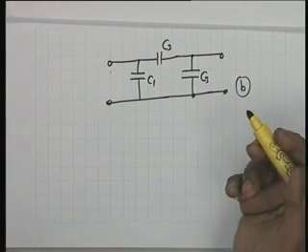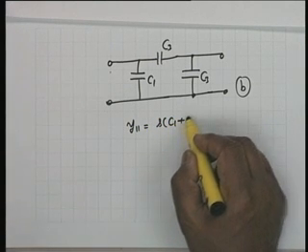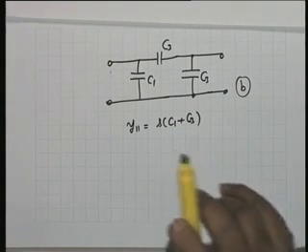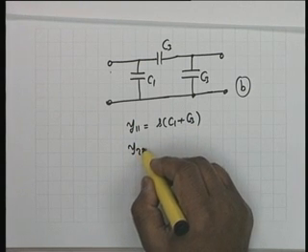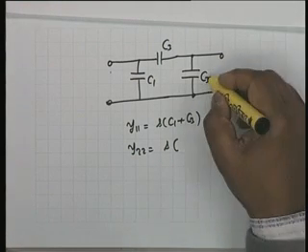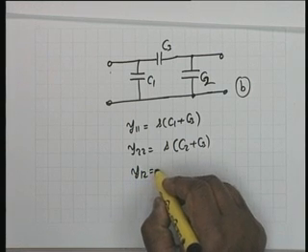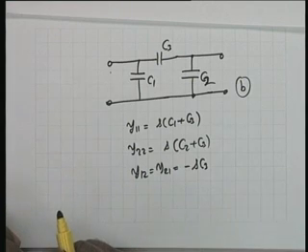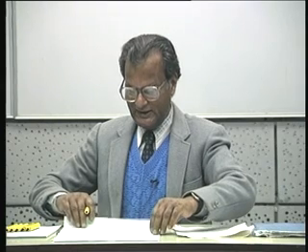For the B network, you can see that Y11 is S(C1 plus C3). Y22 is equal to, yes, I made a mistake here, this is C2, S(C2 plus C3), and Y12 is negative S C3. Y21 is equal to minus S C3. Alright, this is the Y parameter of this network. No calculation, it is by inspection. What about the other network?